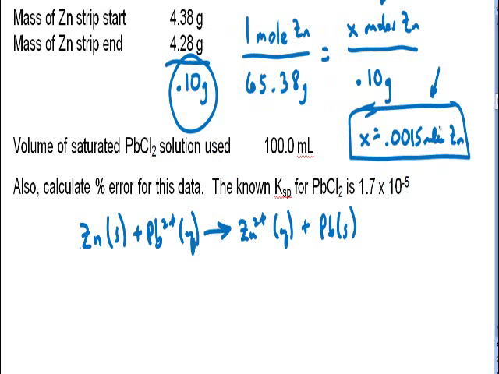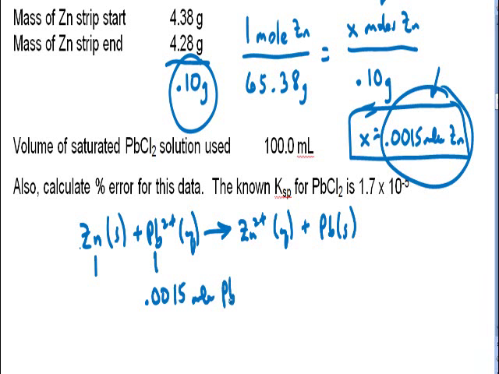The single replacement reaction that took place in the beaker overnight between the zinc solid and the lead ions reacts in a 1-to-1 ratio. Since we now know that 0.0015 moles of zinc reacted overnight, that tells us then that 0.0015 moles of Pb2+ ions must have been present in the beaker when we put the lead into the beaker.